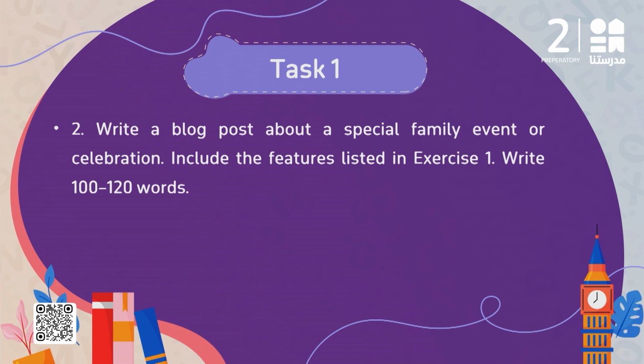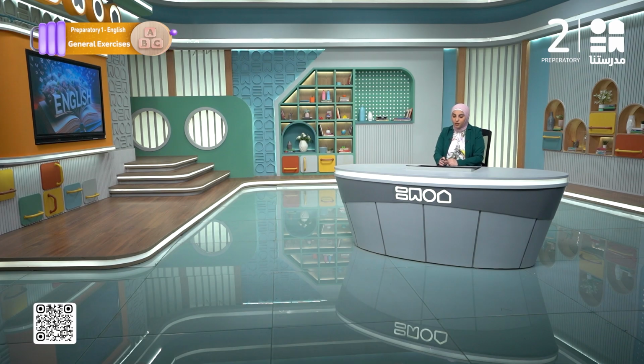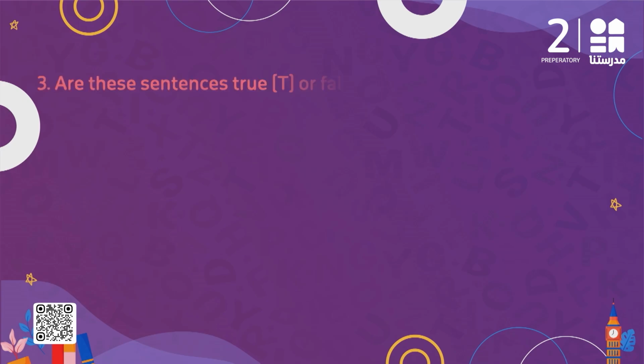Now for your tasks at home. We have 3 tasks today. Task number 1 is, you need to write a blog post about a special family event or celebration. Include the features listed in exercise 1. Write 100 to 120 words. So, you can check the blog post that we have in the book already in units 4 and 5 about the family event celebrations. You can speak about birthdays, specific parties, or even Eid.